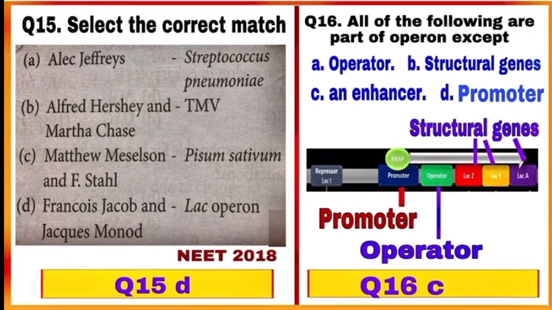Question number 16. All of the following are part of operon except. See the diagram. Option A, operator. Option B, structural genes which are lac Z, lac Y and lac A, and option D, promoter. These are part of operon. But option C, an enhancer, is not part of operon. So the answer is C, mark C.